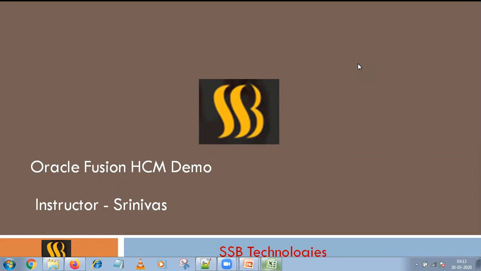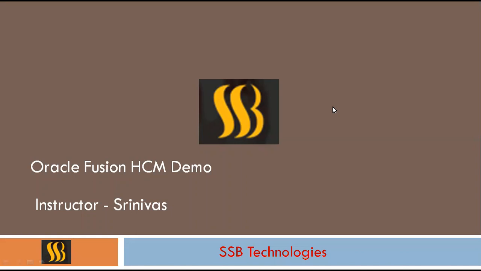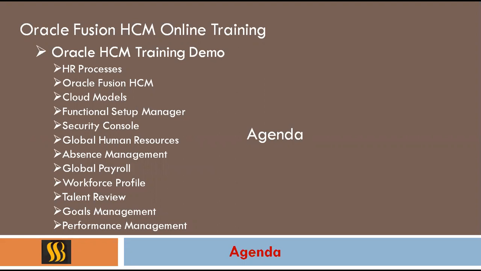Okay, so this is how we are going to take the training. First, we are going to talk about the topics and concepts of Oracle Fusion HCM, and we are going to cover all those things in the current demo. From the next class onwards, we are starting our training. If you look at the Fusion training, this is what we have. We are going to talk about HR processes, then Fusion HCM, cloud models, functional setup manager (FSM), and security console. These are the basic things that we are going to cover as a part of this training.